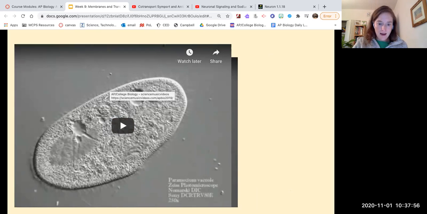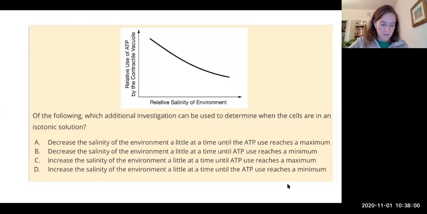So here we have the scenario that researchers are going to be looking at: how the amount of ATP used by the contractile vacuole changes. It's got to be active transport to push it back out.